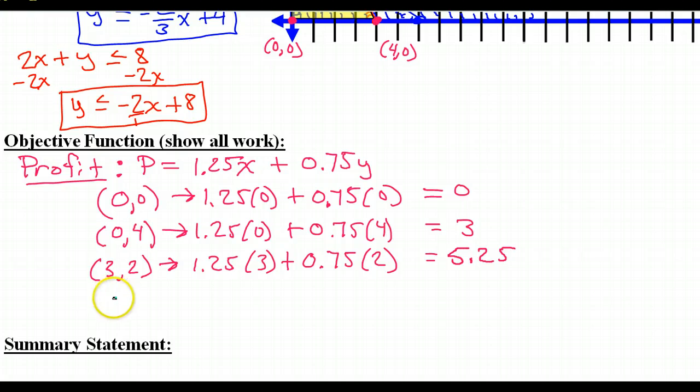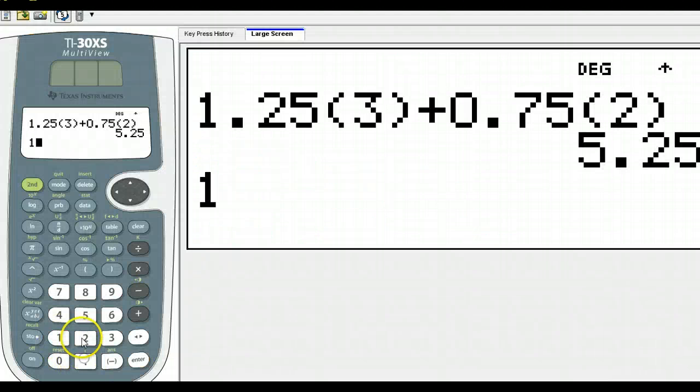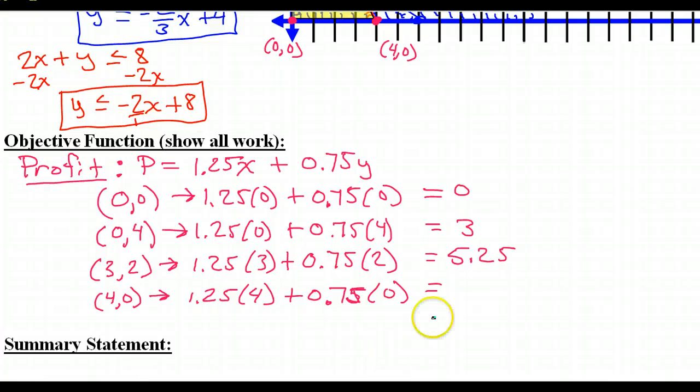And finally, we have our last point here. I can already see it's 4, 0. So that's going to make 1.25 times 4 plus 0.75 times 0. Okay, so it's basically just the 1.25 times 4 part. So that's 5.